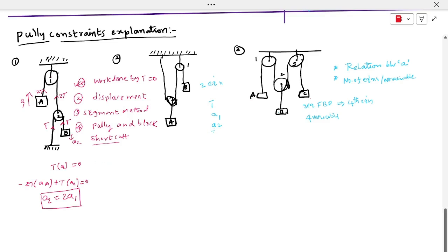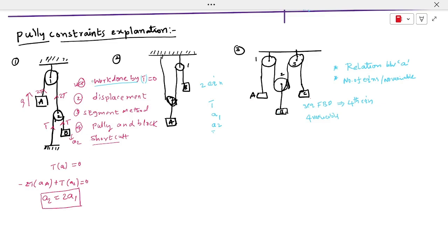To get the relation between accelerations, I will follow these methods. One is the work done by the tension is zero method. Work done by tension method is very easy and appropriate, so we'll follow this only. Next one, displacement method, based on displacement of the pulley. Third one, segment method. Fourth one, shortcut method or pulley and block motion. So, this is what we are going to discuss.